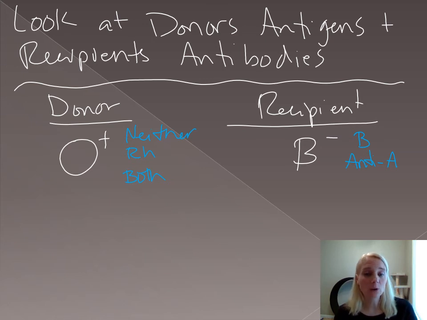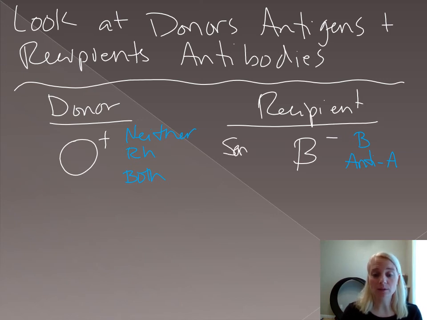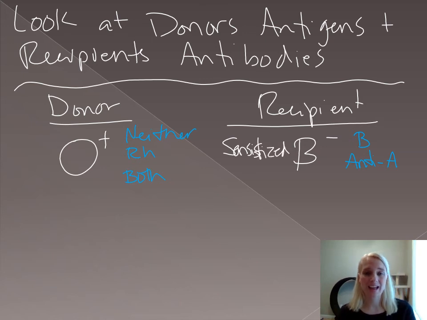I would have to tell you about the person. I would have to say sensitized or non-sensitized. So let's say this person has been sensitized. What that means is now they also have anti-Rh antibodies as well as their anti-A.